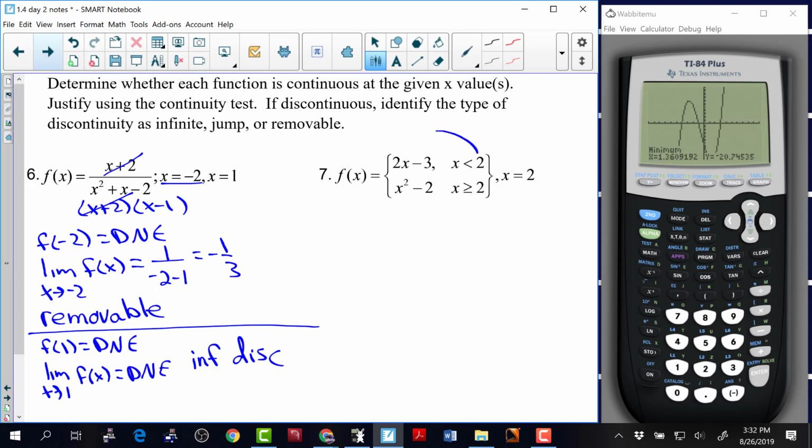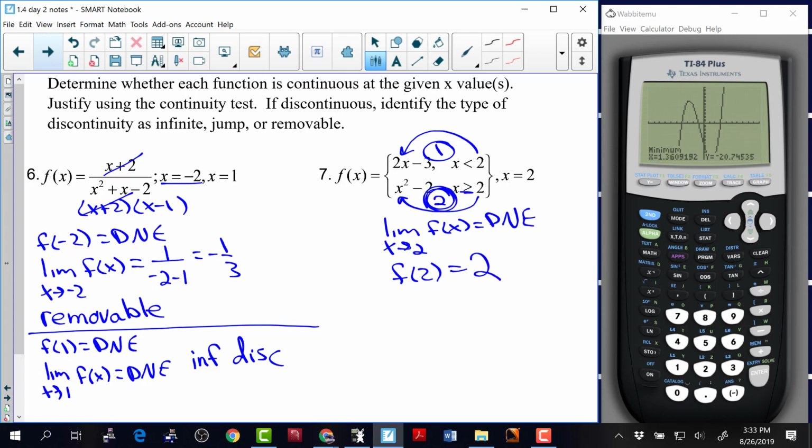If we plug 2 in for this x, we get 4 minus 3, which is 1. If we plug 2 into this one, we get 4 minus 2, which is 2. These are not the same. So the limit as x approaches 2 of f of x does not exist. F of 2 is equal to this one right here because of the equal sign. It equals 2. This is a jump discontinuity.